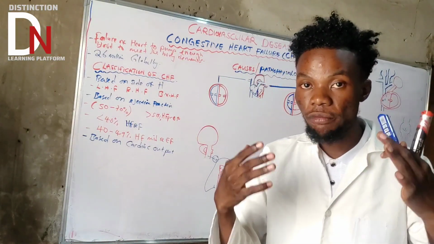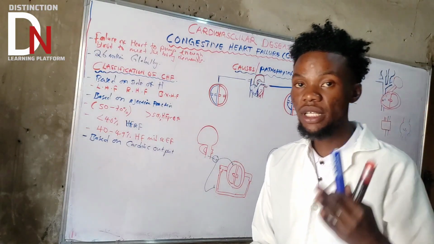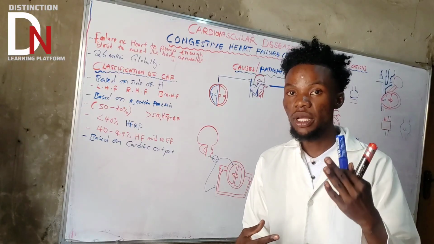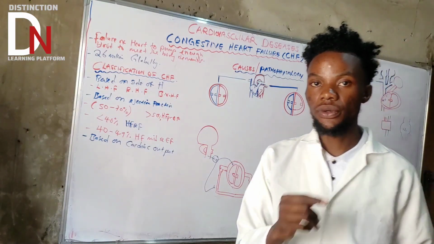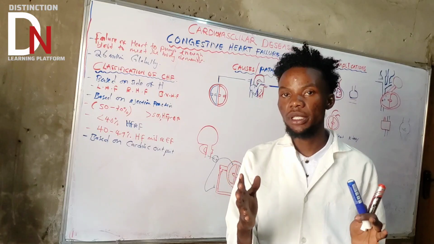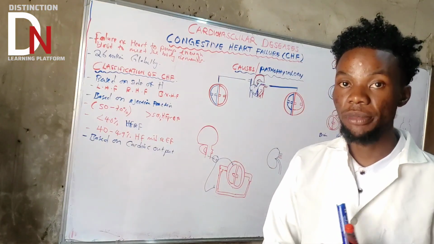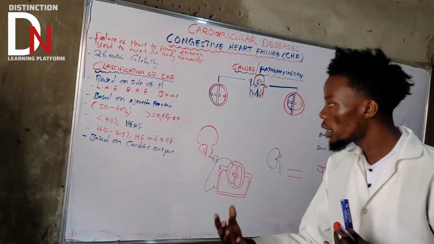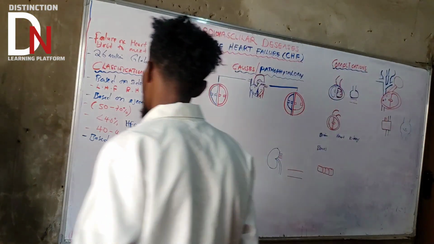Cardiac output is the amount of blood that's pumped out of the heart per minute. What is the normal cardiac output? The normal cardiac output is 5 liters per minute. The other range that they use is 4 liters per minute to 8 liters per minute. But basically the average is 5 liters per minute. Based on that, there will be low cardiac output heart failure and high cardiac output heart failure, which we'll talk about.